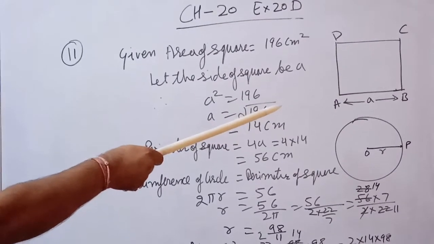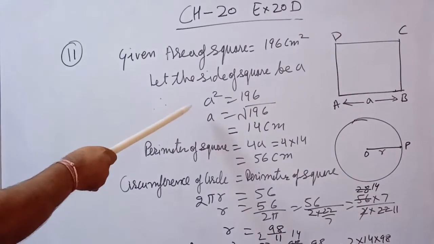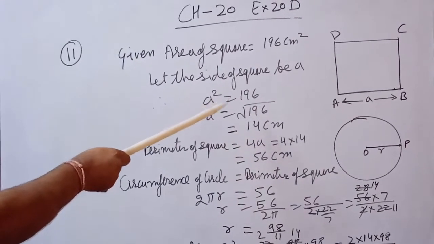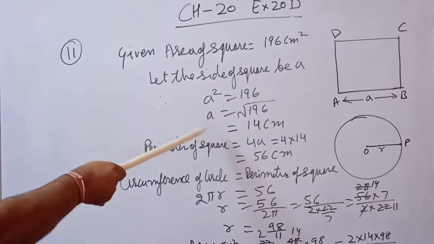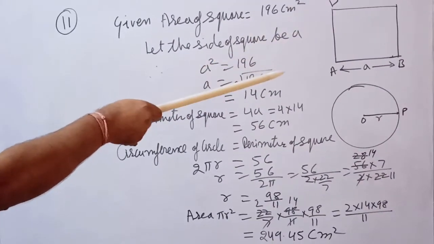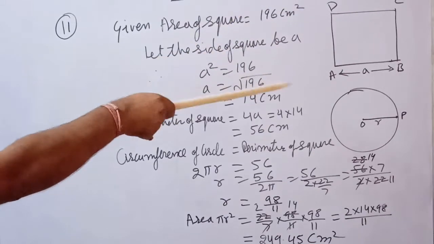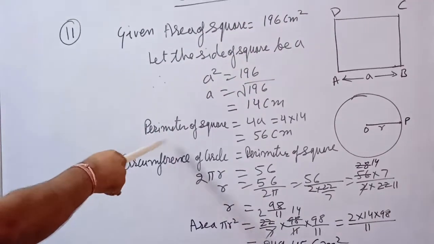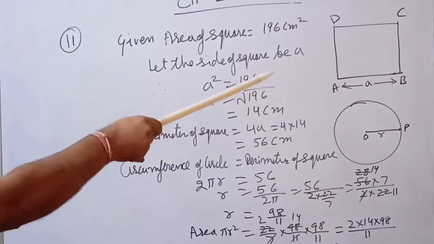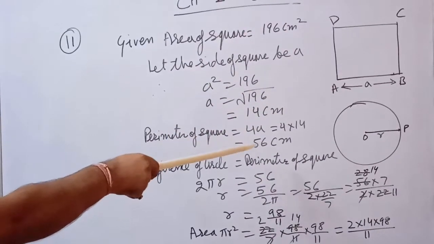Let the side of the square be A. So area will be A square, as we know the area of a square equal to A square. A square is 196. The side of the square will be 14 centimeter. What is the length of the wire? We just find out the perimeter of the square. So perimeter of square equal to 4A, that is 4 into 14, that is 56 centimeter. So length of wire is 56 centimeter.